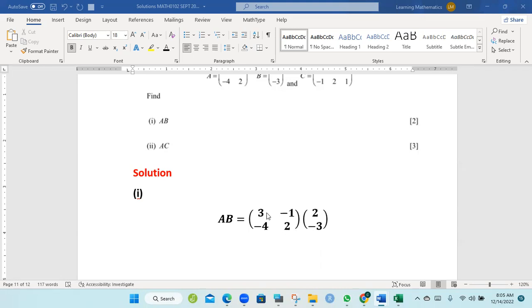There are 2 rows in the first matrix, and there is 1 column in the second matrix. So the answer must have 2 rows and 1 column. The first matrix controls the number of rows, and the second matrix controls the number of columns. If the first matrix has 2 rows, the product will have 2 rows. If the second matrix has 1 column, the product will have 1 column. So we're going to get a 2 by 1. Our product is going to be 2 rows and 1 column.